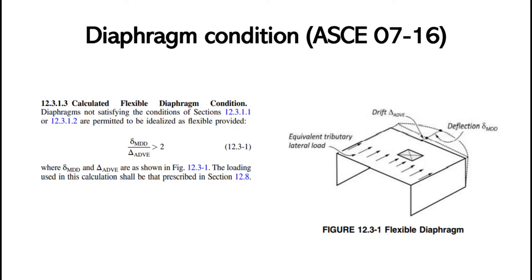So this is the third clause, that is 12.3.1.3. If any of the different rules that we have just defined for classification of rigid and flexible are not satisfied or not applicable for defining the diaphragm property, then you can use this empirical rule by which you can ascertain if the diaphragm can be classified as flexible or not.